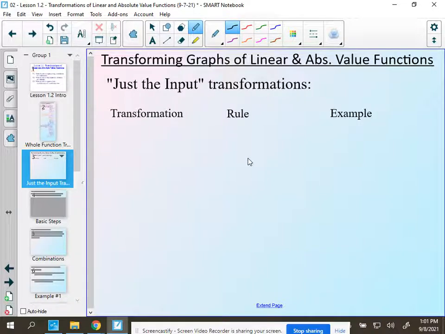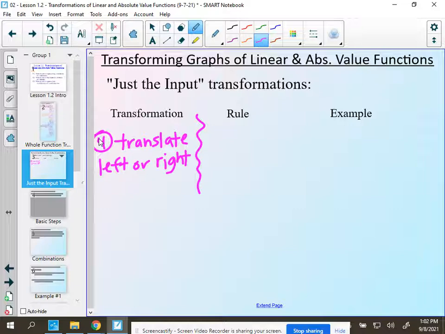Let's just jump in. We're up to number 4. There's not any meaning to the numbers. It's just a matter of me keeping track, making sure I hit them all. What else can we do? Let's stay consistent here. We could translate, but now we could go left or right. That is just the input.